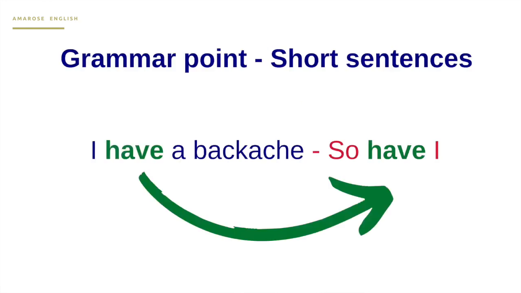Now, again, with the next one, I have a backache. I'm using the verb have, but have is also an auxiliary. So in this case, that's why I'm using so have I. Okay, so whatever the question is, that's the short sentence. Use the auxiliary verb in the short sentence to match that, to coordinate that together. I hope this is making sense. I know it's a little bit tricky.